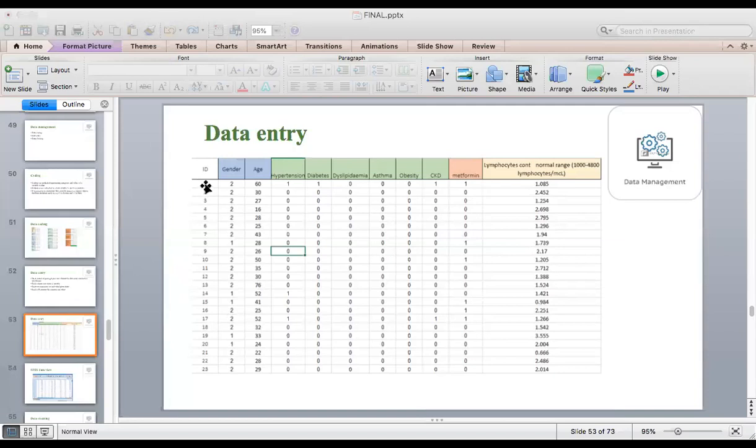For example, this is a survey or a questionnaire or a scale or a data collection tool. We printed out that data collection tool and we did an interview with the patients and we gathered this information: gender, age, hypertension, diabetes, dyslipidemia, asthma, obesity, CKD, and so on. So we have to give it an ID number so we can go back to it later on.